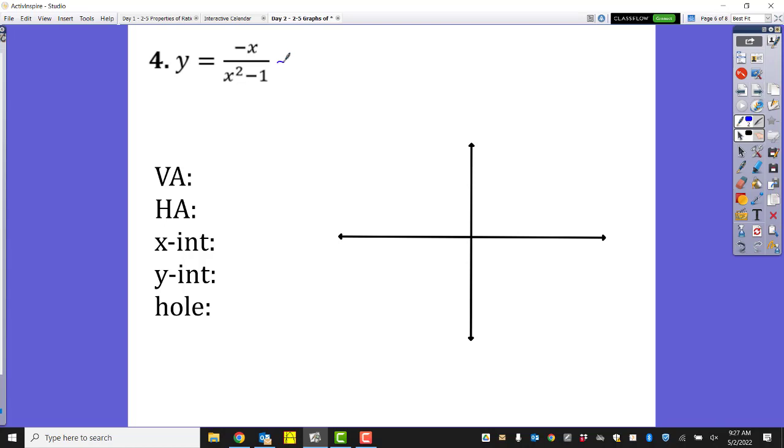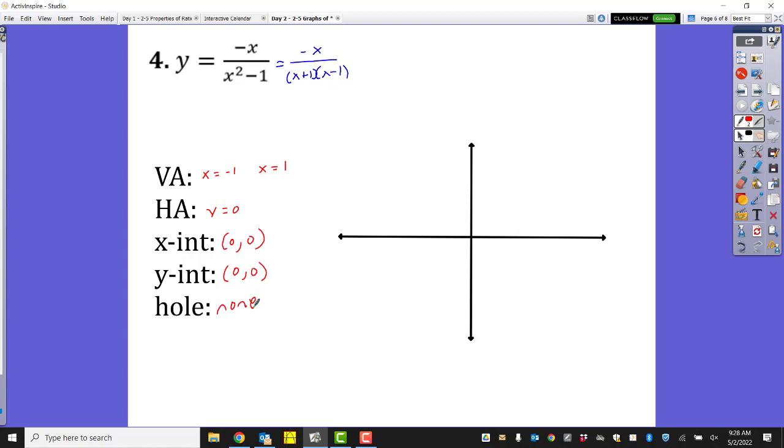Remember, we start by factoring, so this becomes negative x over x plus 1 and x minus 1. Vertical asymptotes are going to be x equals -1 and x equals 1. Horizontal asymptote, that's a squared on bottom, so y equals 0. X-intercept is just going to be 0, 0. Y-intercept is just going to be, plug in 0, 0, 0. Look at that. And no hole because nothing cancels. Once again, horizontal asymptote 0. We don't need to check if it crosses. The x-intercept already does that for us.